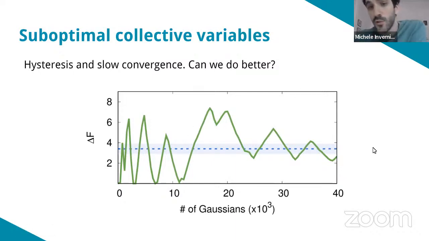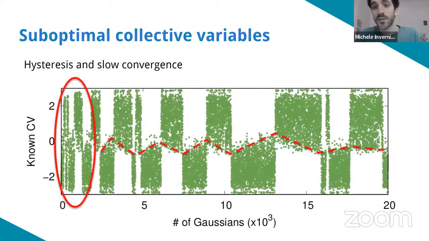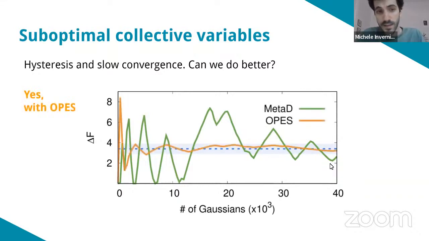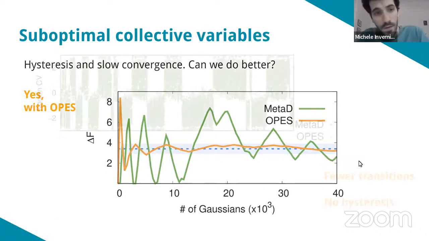The question is, can we do better? Can we teach metadynamics without knowing beforehand? Because of course I can change the parameters of metadynamics and tell it to be more gentle. But if I don't know the system beforehand, can I avoid these oscillations of the estimate? The answer is yes. The OPES method does this in a much nicer way. And you have these very damped oscillations and a better estimate of the free energy on average.